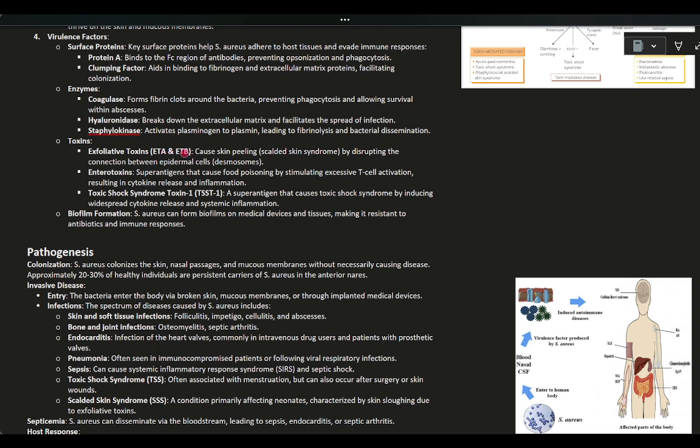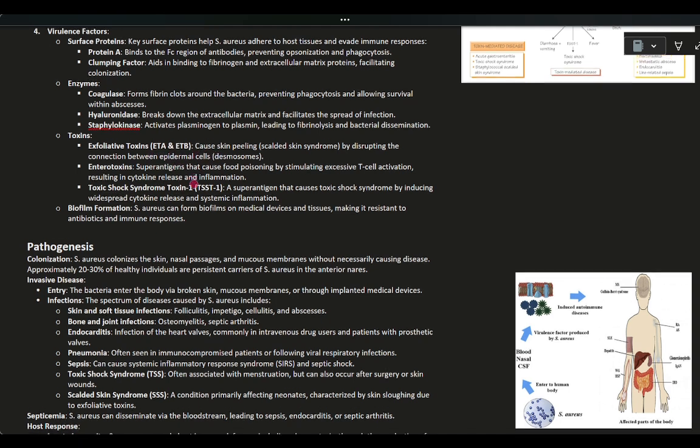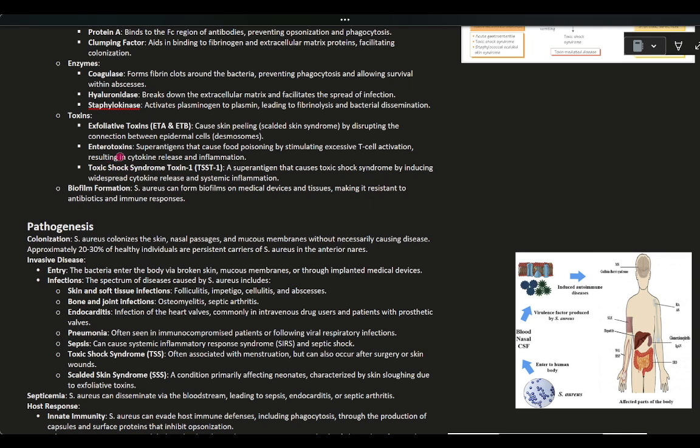exfoliative toxin A or exfoliative toxin B. This causes skin peeling, which can lead to scalded skin syndrome. It causes skin peeling by disrupting the connection between the epidermal cells, which are also known as desmosomes. We also have enterotoxins. These are superantigens that can cause food poisoning by stimulating excessive T cell activation, and this results in cytokine release and inflammation.